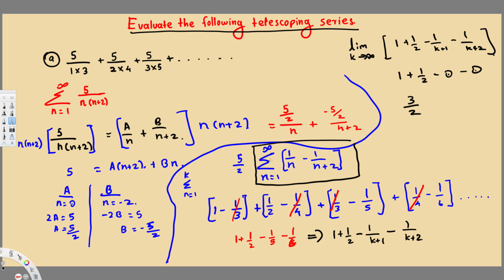So now we have dealt with this part right here, but we have a 5 by 2 right now. So all we have to do is just multiply this one by 5 by 2, and that's going to give us the sum of the series. So here 3 times 5, 15 over 4, right? So the series is going to add up to this value at the end. So that's how we do the evaluation for the telescoping series.